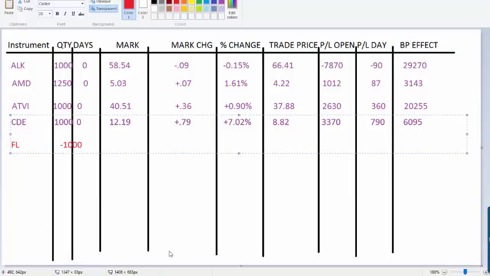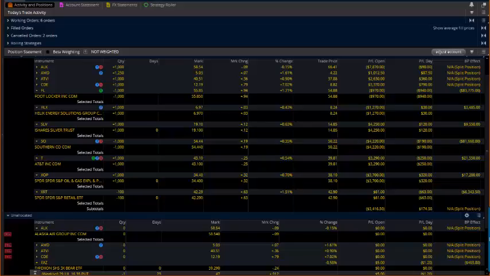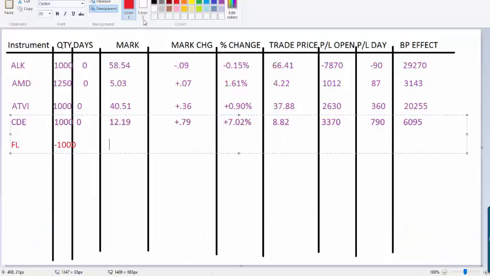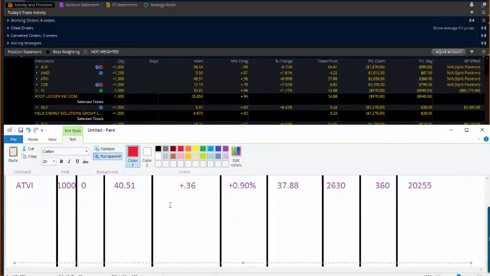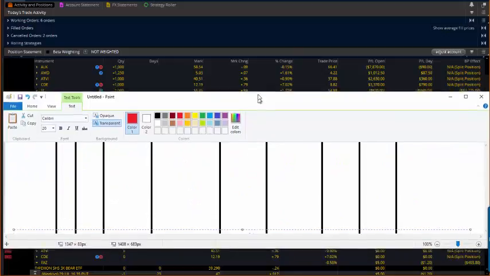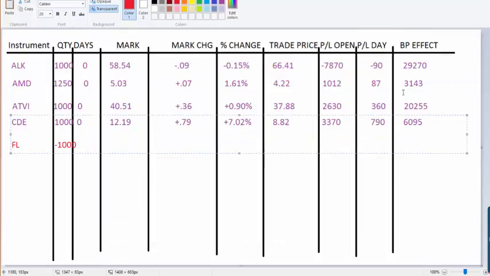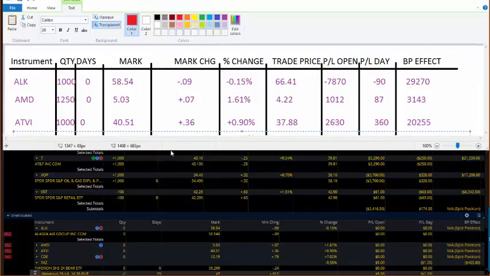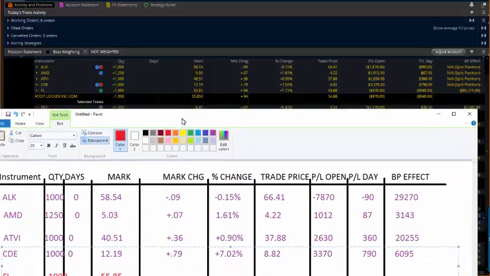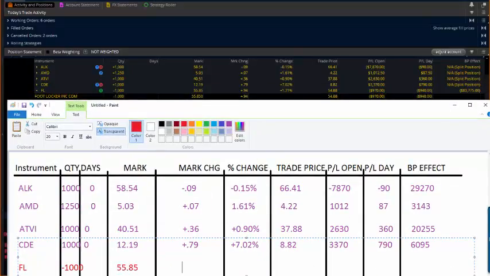Now, that's different for a lot of people. If you've never traded before, that might be confusing. Don't worry about that. Let's take a look here. Current mark price, let's move this in. Mark price 55.85. Foot Locker 55.85. There we are. I have to move that where we want it. Okay, perfect. All right, 55.85.